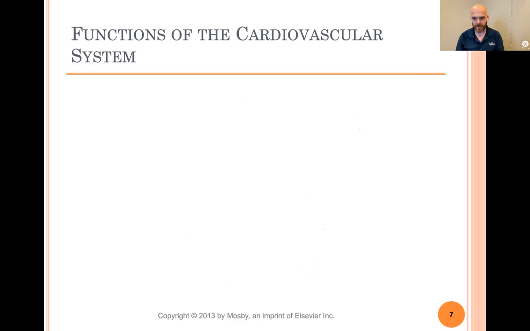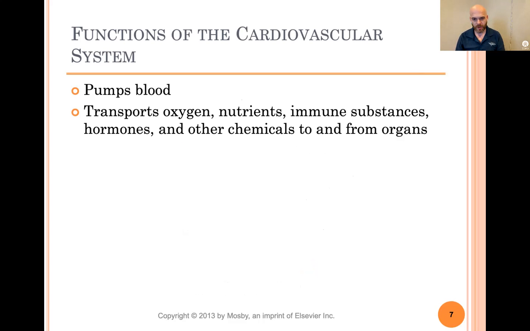Okay, what are the functions of the cardiovascular system? Probably don't have to tell you that. It pumps blood, transports oxygen, nutrients, and immune substances, hormones, and other chemicals to and from the organs. So basically it transports everything throughout our whole body. Without the cardiovascular system, we couldn't get anything around our body. Every system is dependent on it. It carries waste products away from tissues.